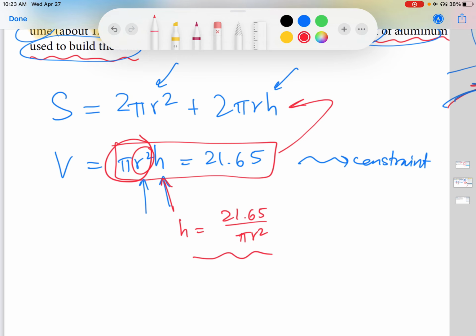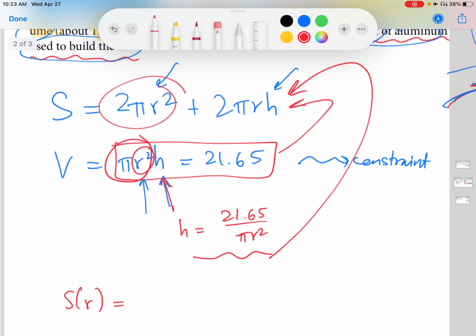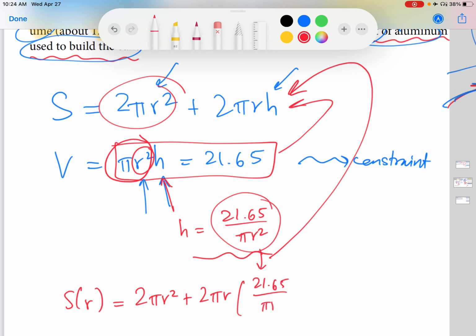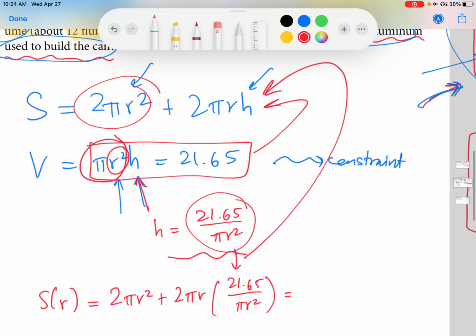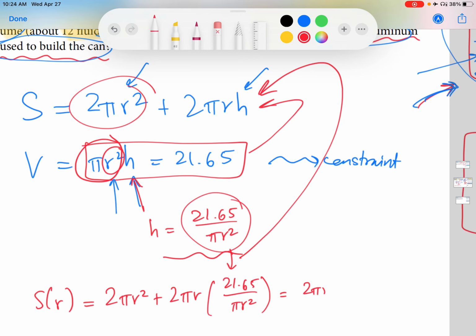Okay, so I'm going to take this h and then substitute it here. It's the only place h occurs. Once I do that, I do in fact get rid of h, so therefore I can write down my function as a function of just one variable, r. 2 pi r squared stays, there's no h there. And then 2 pi r h, well, I'm putting this down here: 21.65 divided by pi r squared. Okay. Simplifying that a little bit gets me to 2 pi r squared plus 43.3, just doing out some of the math here, divided by r.